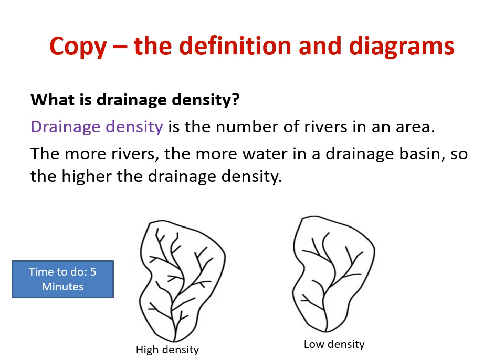Drainage density is a similar concept, except it's about rivers. It's about drainage, meaning the water, essentially. The water is being drained into rivers. So it's a number of rivers in an area, to put it simply. The more rivers, the more water in a drainage basin, so the higher the drainage density. And you can see there 2 diagrams, hopefully illustrating very simply the difference.